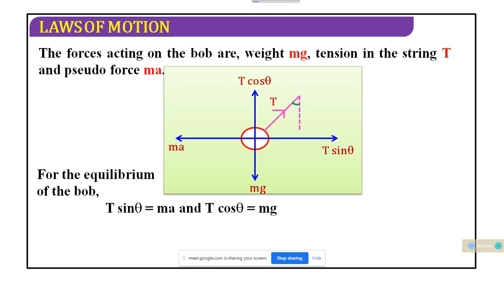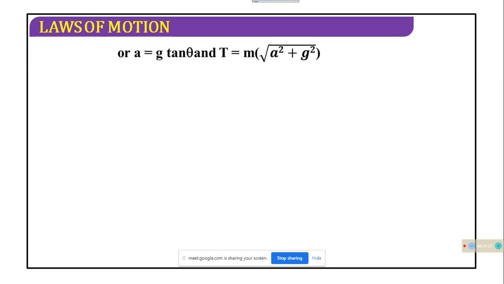If we resolve T, we get T sin theta in the horizontal direction and T cos theta in the upward direction. The equations are T sin theta equals ma and T cos theta equals mg, so tan theta equals a by g, and theta equals tan inverse of a by g. So a equals g tan theta, and the net acceleration equals root of a square plus g square.